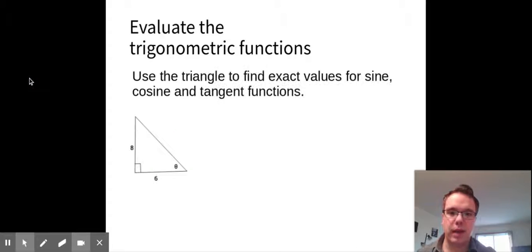So what's going to happen today, you're going to be given a triangle with two of the sides given to you, and you're going to have to find the exact values for sine, cosine, and the tangent function. So go ahead and write this down. You may want to pause the video so you have enough time. When you're ready, hit play again.